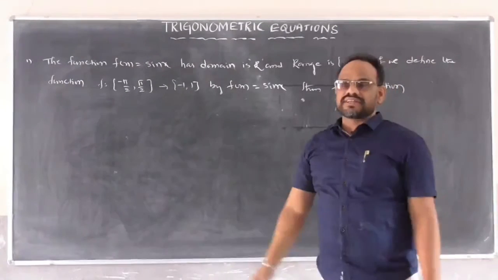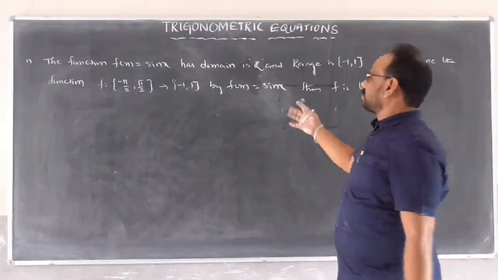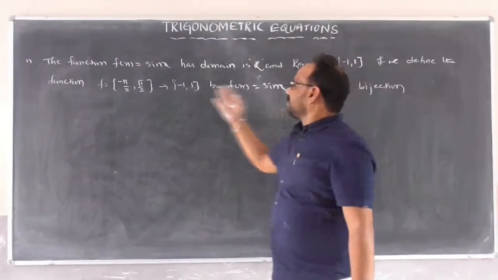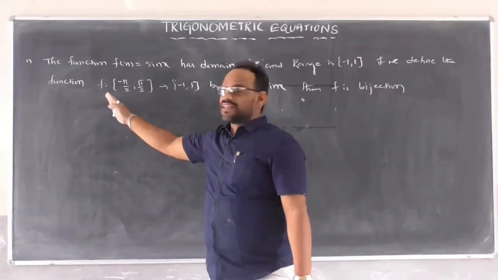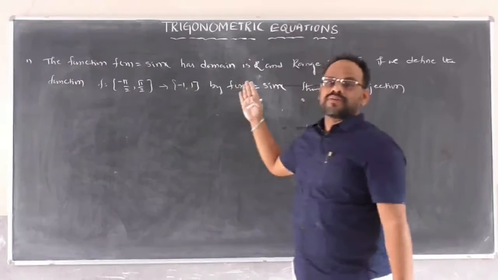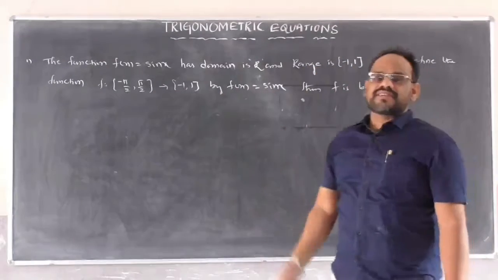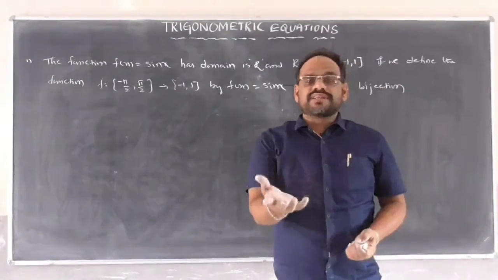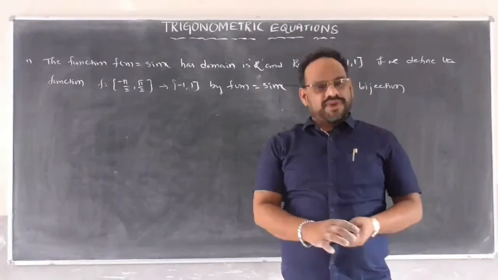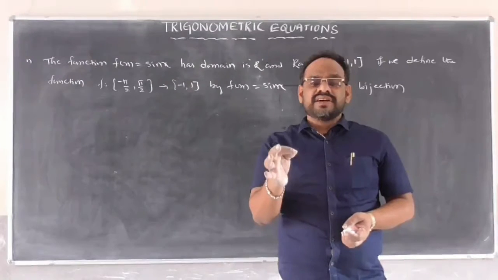Bijection means the function which is one-one and onto; then the function is called a bijection. So clearly sin x is a bijection if the function is mapping from [-π/2, π/2] to [-1, +1]. Then f of x equals sin x is a bijective function. A bijective function means the function will satisfy both one-one and onto.